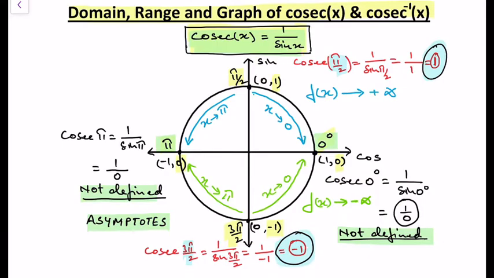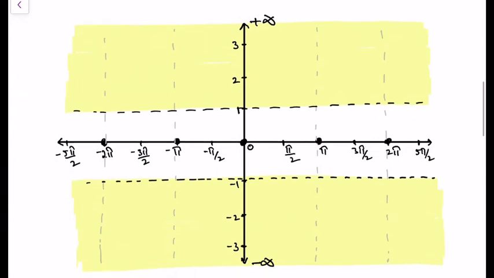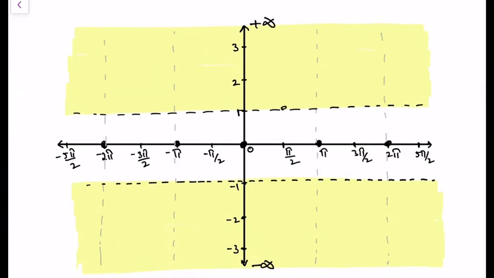Now from pi by 2, if x is approaching towards 0 or it is approaching towards pi, then fx is approaching towards plus infinity. So let's graph it. So at pi by 2, if x is moving towards pi or towards 0, in both cases fx is moving towards plus infinity.